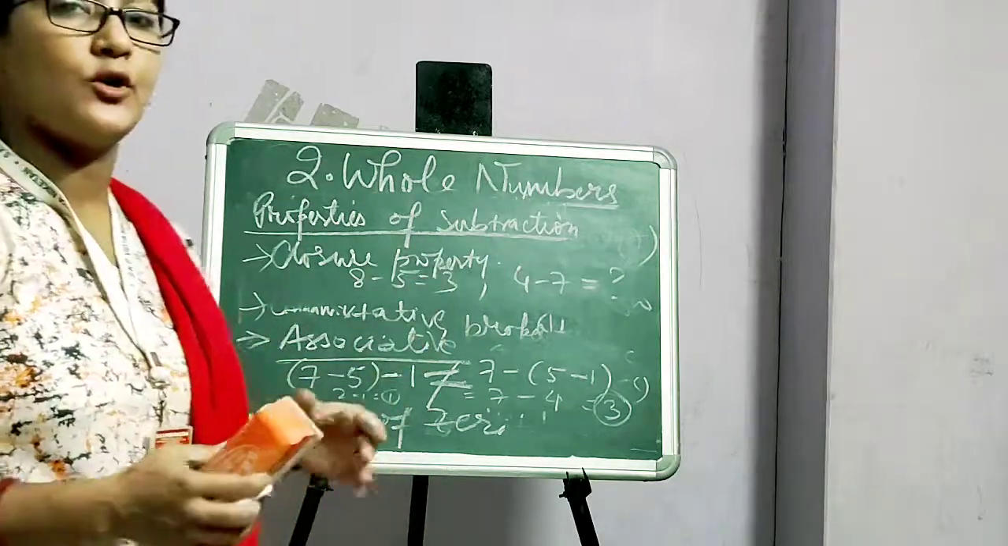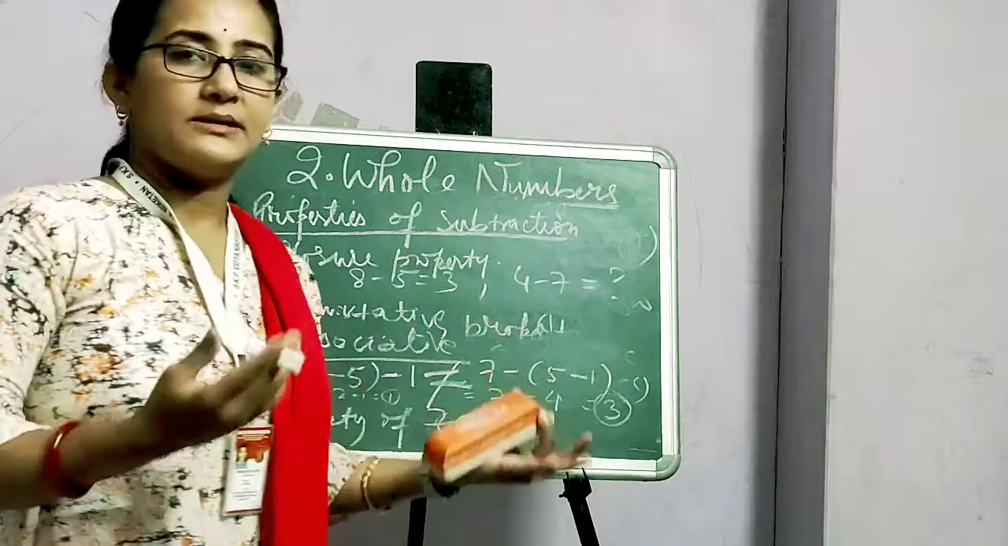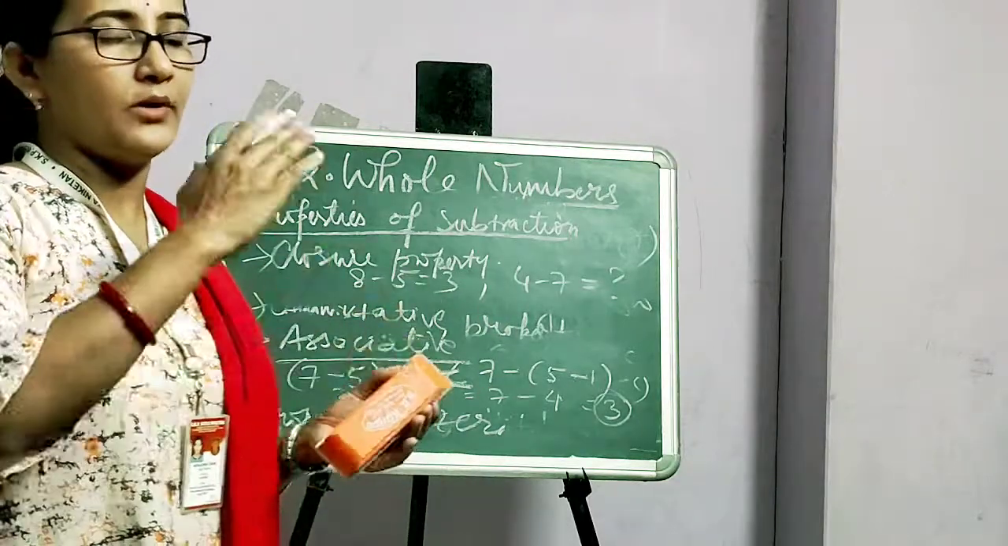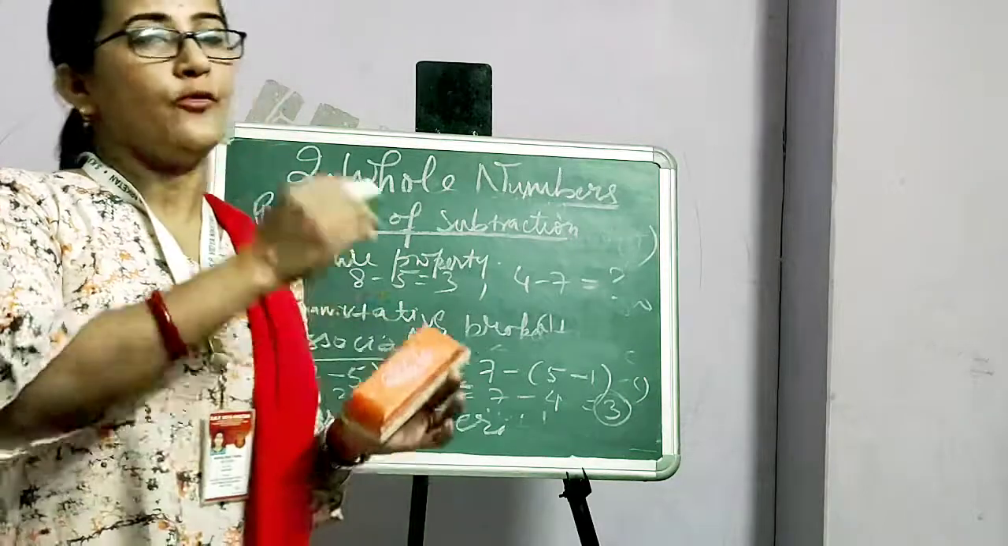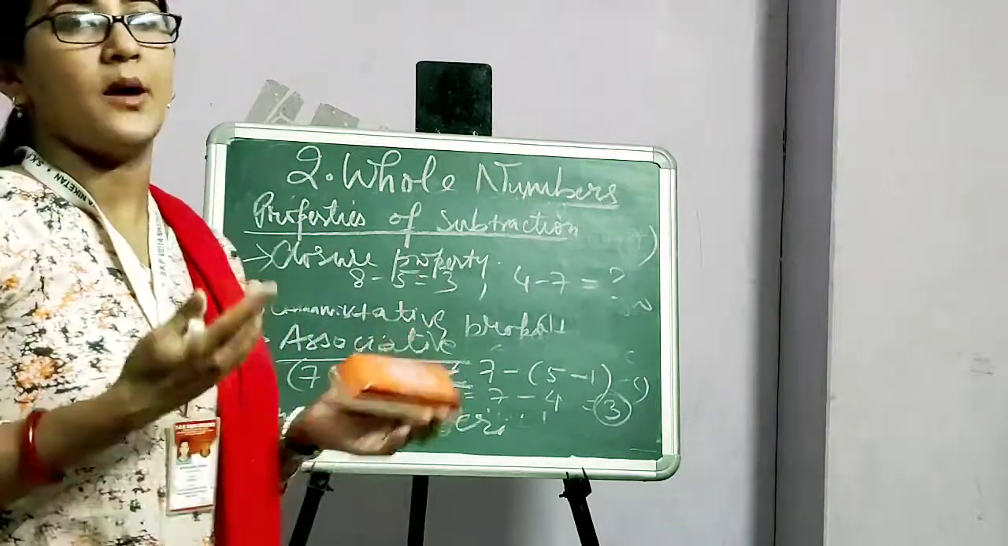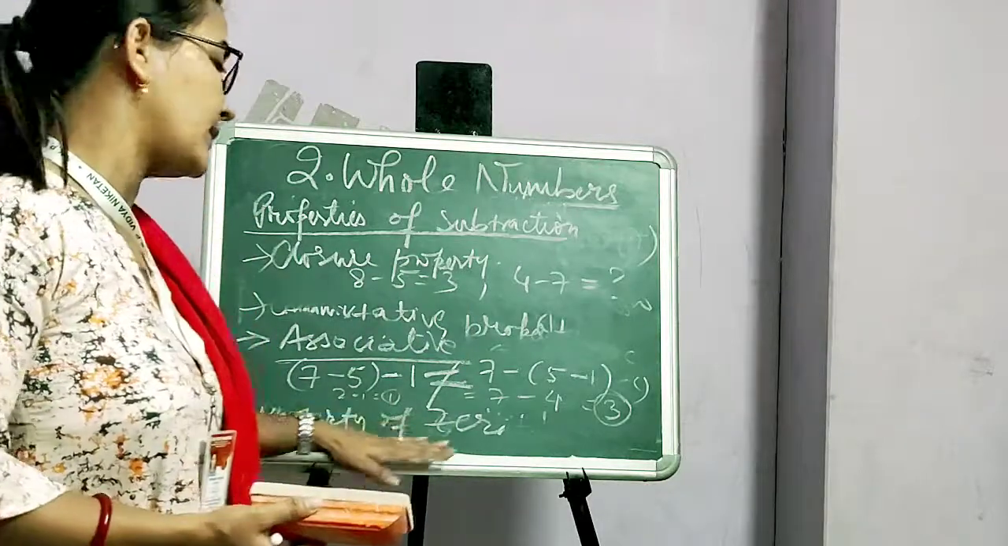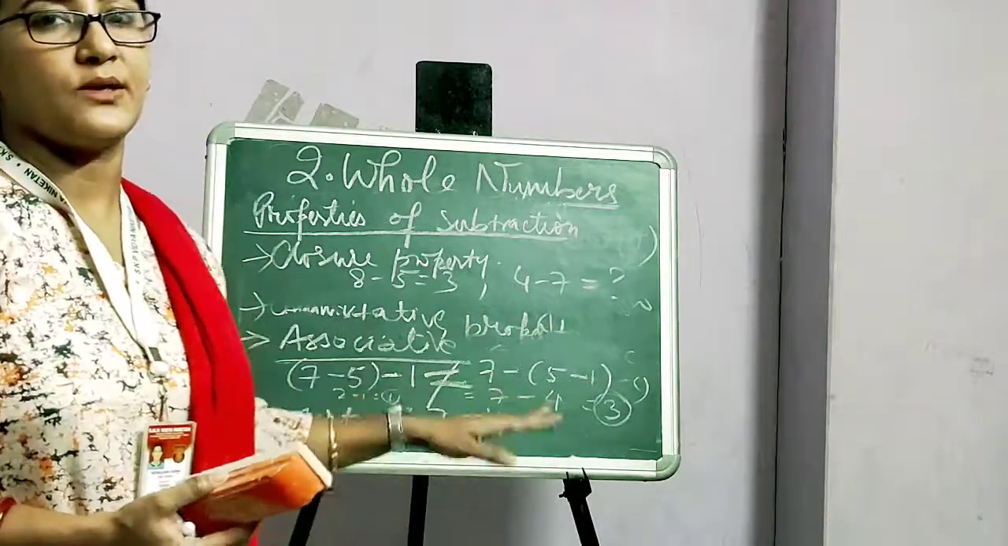Next, property of 0. This is the same. Whenever we subtract 0 from any number, the number will be as it is. So that is why property of 0 only holds in case of subtraction.